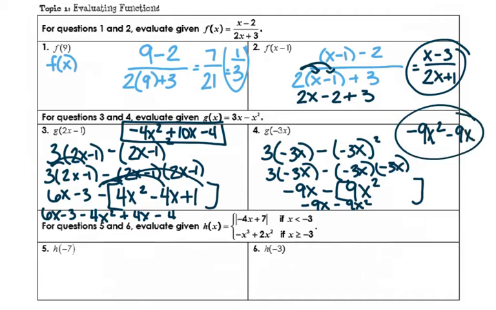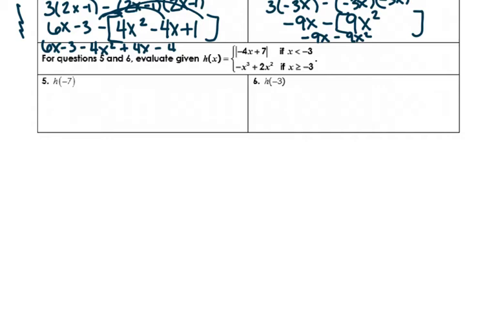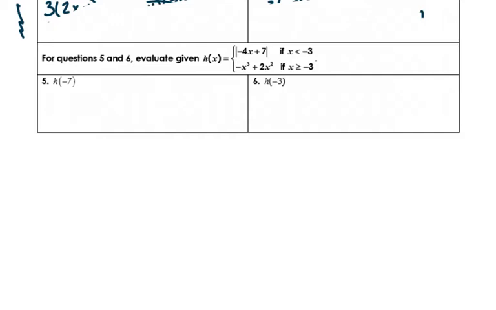Remember, the part with the biggest exponent goes first, and then the next part. Alright, so now we're going to do the very last two, 5 and 6. Oh, can't stand looking at all that mess, sorry.